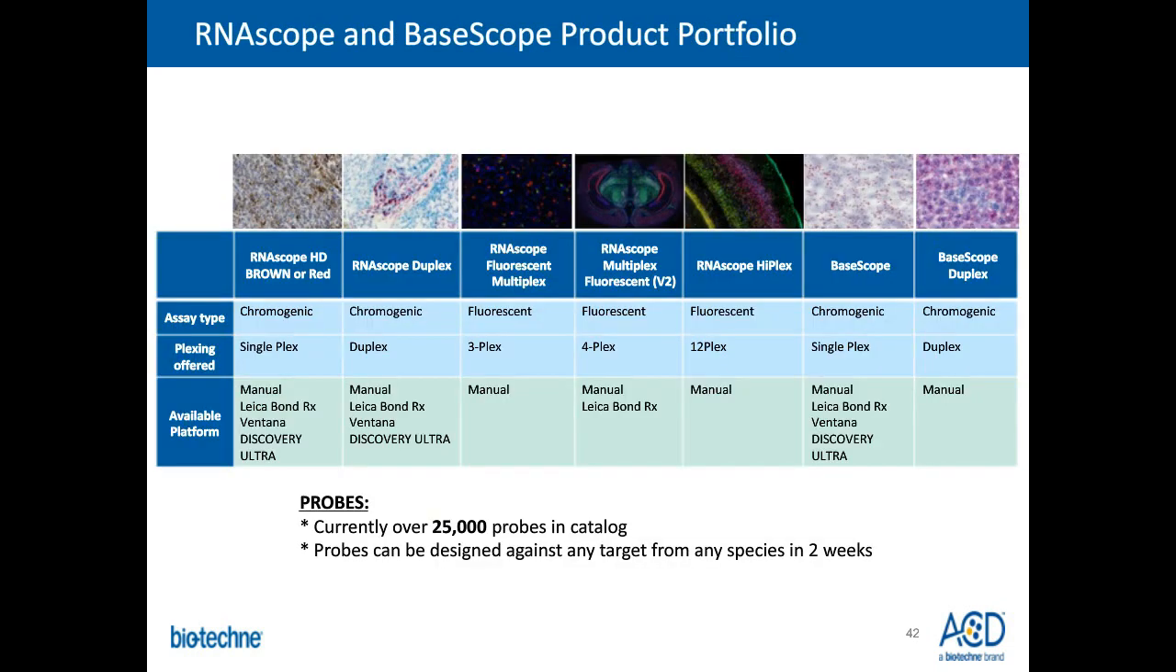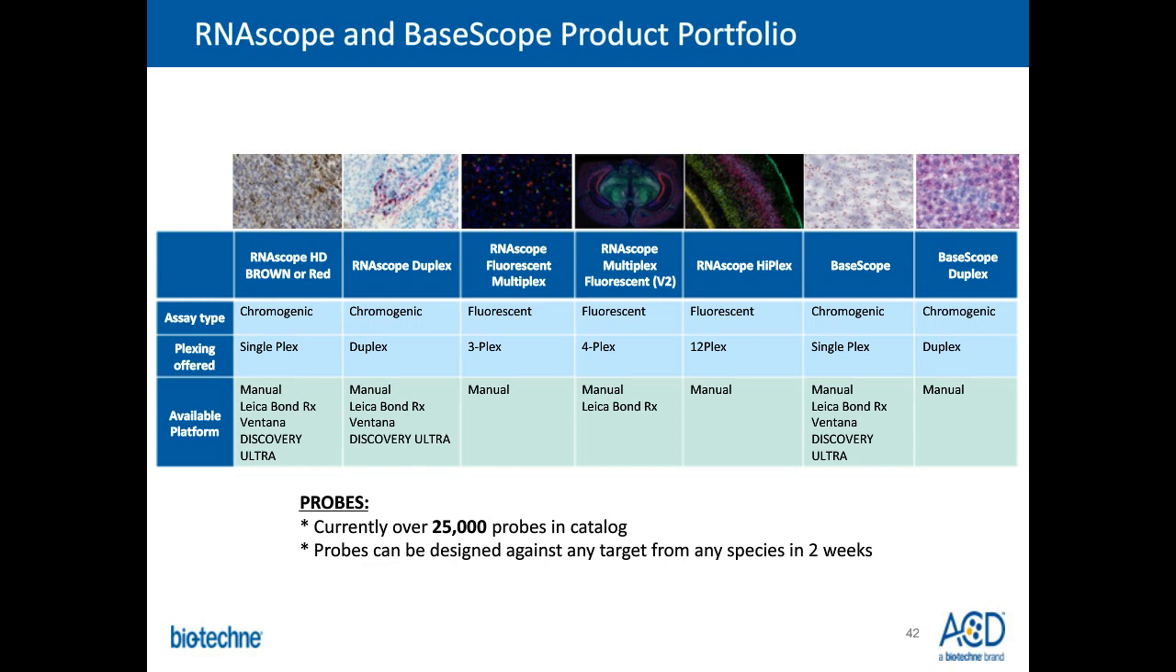In this particular slide, we've depicted all the different types of assays that we offer based on the target of interest that you want to detect. We offer our assays in chromogenic and fluorescent platforms. You can detect 1, 2, 3, 4, or now up to 12 targets using this technology. This technology is also available as a manual assay, or it can be done on an automated system like Leica or Ventana. Currently, we have over 25,000 probes in our catalog, but technically, we can design a probe against any species and any target as long as we know the sequence against which we want to design the probe.